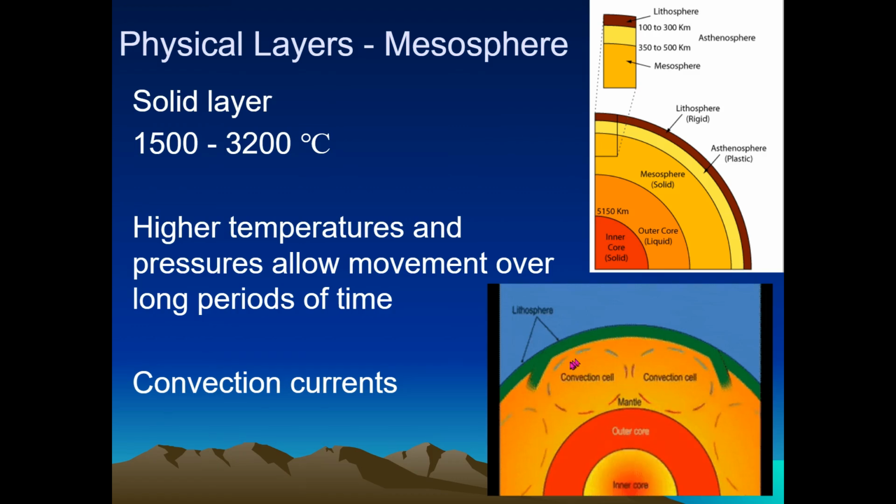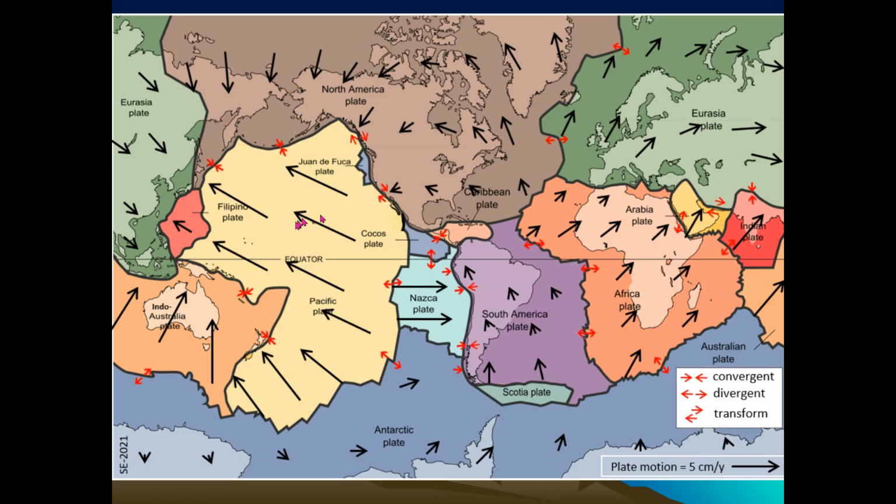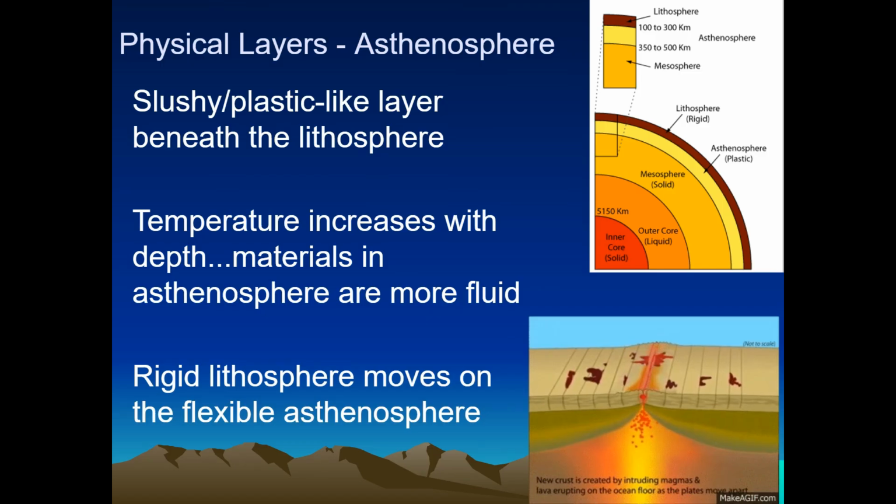These convection cells, you can imagine if the rock here in the mesosphere or the mantle is moving, then the stuff above it is moving too. So it's exerting a force. And when we look at our plates, why are those plates moving? In part because of the convection currents in the mantle. That would be a really good thing to write down.